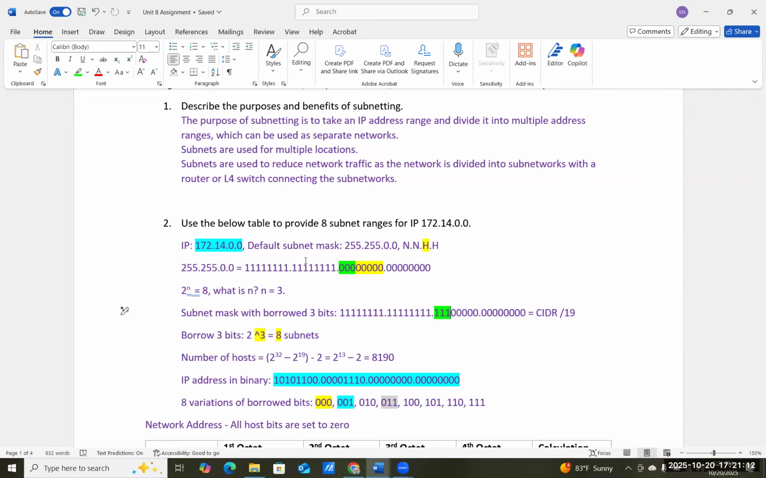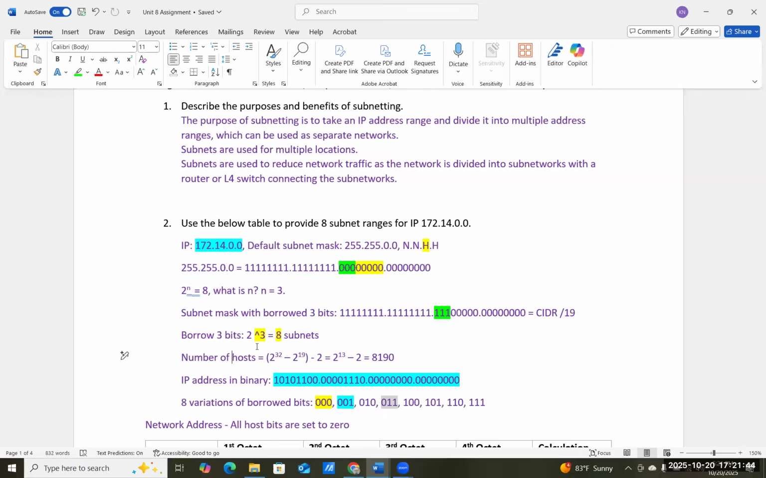So we borrow 3 bits, that gives us 8 subnets. That's what the question asks. Then the next step is, remember the 2 questions I said at the beginning? How many networks do you need, and how many hosts do you need per network? Those are the 2 most important things in subnetting, right? So now we're going to calculate the hosts. Okay?